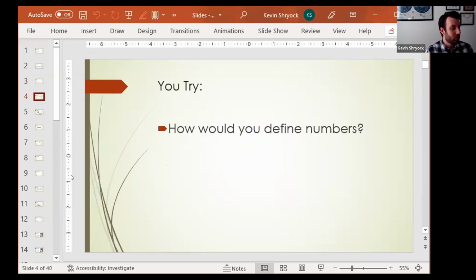So let's do a little bit just to wake up the chat here. I'd like y'all to throw in, try to define numbers for me. So get the chat open. Just give me what are numbers to you?